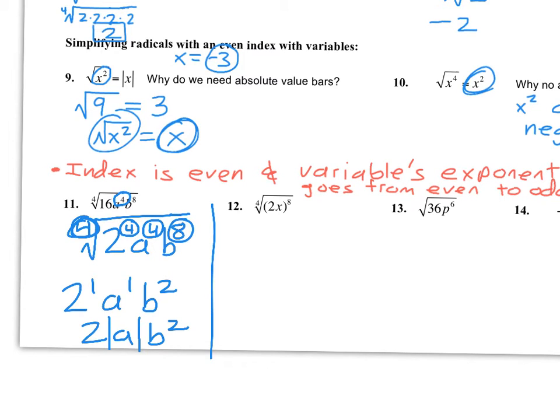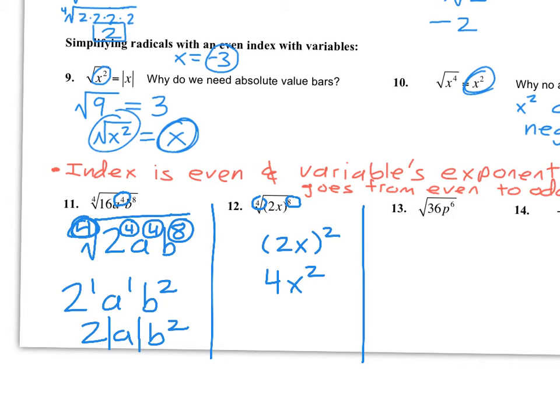Alright, so for number 12, I just taught you guys you can divide exponents on the inside by the index. So that would give us 2x to the 2nd. And 2x times 2x is 4x squared. We don't need absolute value. For one, because x squared can't be negative. Also because the exponent went from even to even.